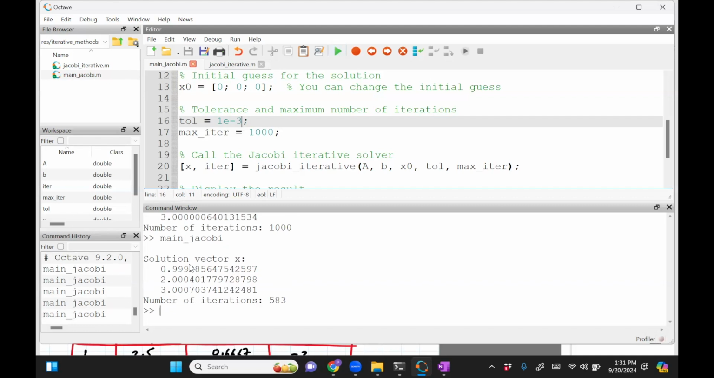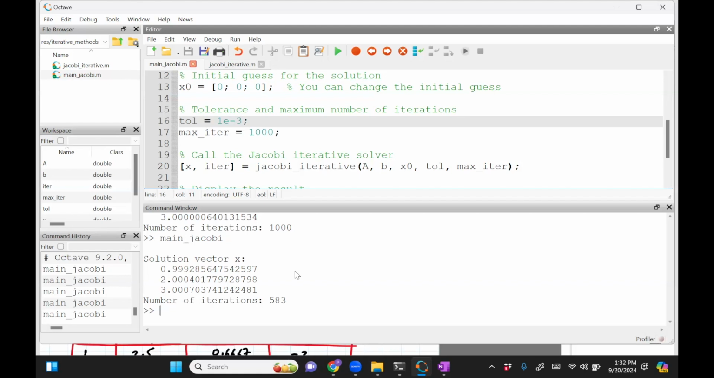And you can see it gave me the solution 0.999, which is accurate to 3 decimal places, 2.00, 3.00, and took 583 iterations. A lot of iterations, right? So clearly we don't want to do it by hand. Now, what I said, you can use the Octave code to check your solution, and vice versa. If you think your hand calculations are correct, you could use that to inform the code. Maybe the code is wrong.